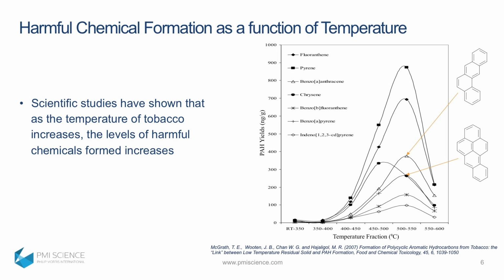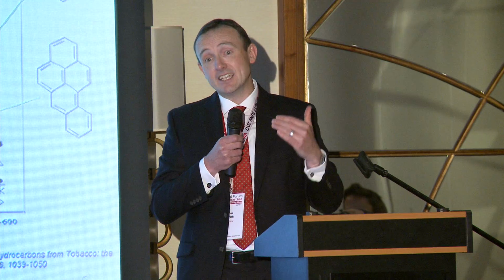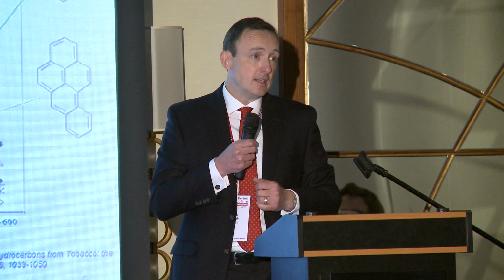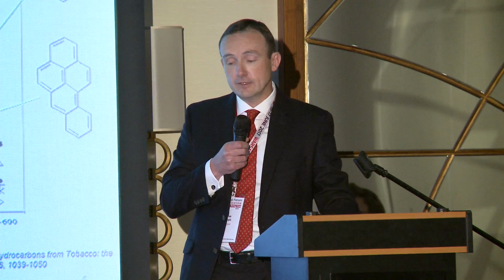Very quickly, scientific studies have shown that if you heat tobacco to increasing temperatures, you increase the levels of harmful and potentially harmful constituents. This is some research work that I did a while ago, which we published in 2007. It looks at a class of compounds called polycyclic aromatic hydrocarbons, and it shows that as you go up in temperature, the yield of these compounds increases. So you can imagine that if you decrease the temperature at which tobacco is heated, you will decrease the levels of these harmful and potentially harmful chemicals.